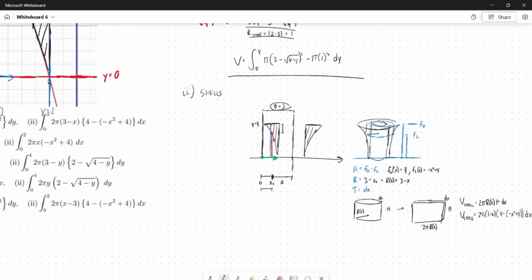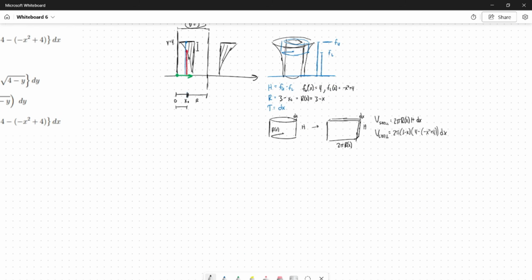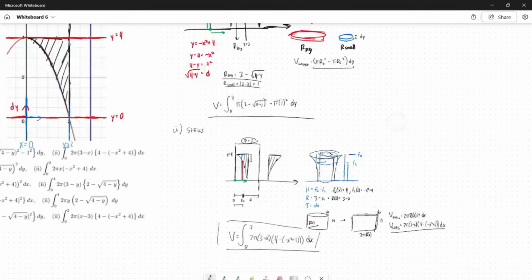That means those are the bounds of integration, which means that the volume using the shells method would be the integral from 0 to 2 of the volume of each of these shells, which is 2 pi multiplied by 3 minus x multiplied by 4 minus negative x squared plus 4, and then dx at the very end. That would be our volume in terms of shells.